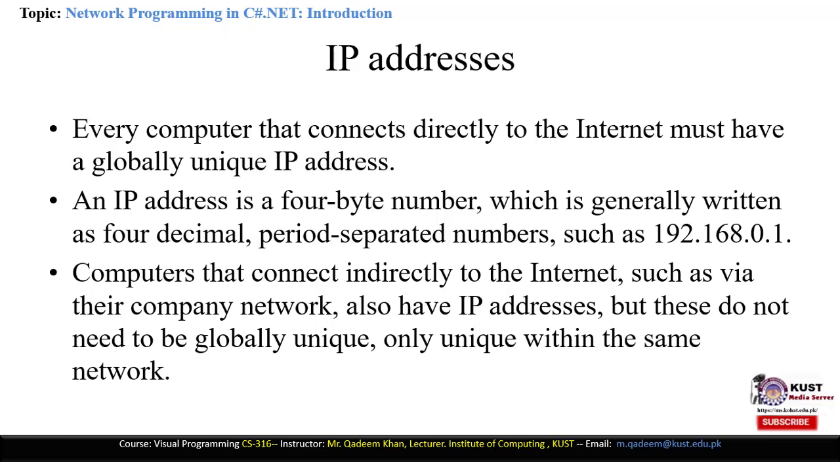Basically, an IP address is a 4-byte number which is generally written in decimal period-separated numbers such as 192.168.0.1. That is one of the IP addresses. Computers that connect indirectly through their company's networks also have IP addresses, but these do not need to be globally unique, only unique within the same network. So when you communicate globally, it is not required that these addresses be unique, but when we communicate within the same network, it should be a unique IP address.